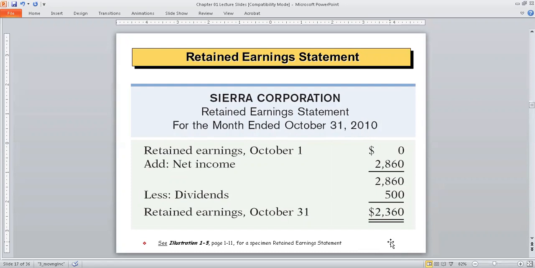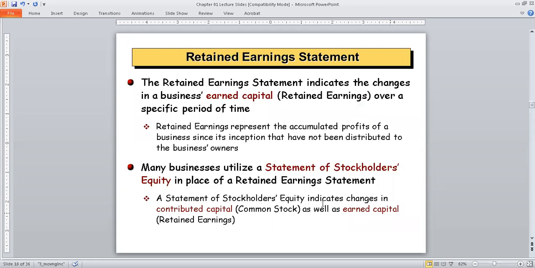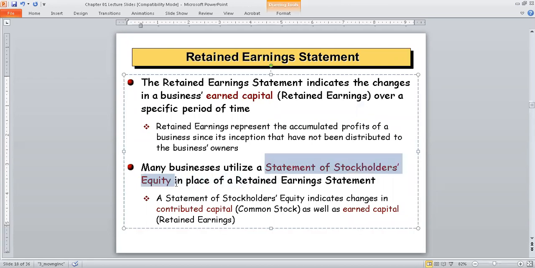And the reason it's such a simple financial statement is because it's a fake financial statement. It's not a real financial statement. Real publicly traded corporations do not prepare retained earnings statements. They prepare a document called a statement of stockholders' equity, because the statement of stockholders' equity is much more comprehensive.